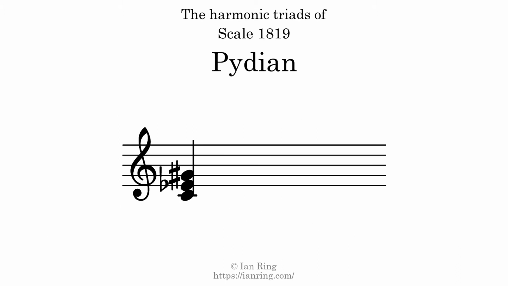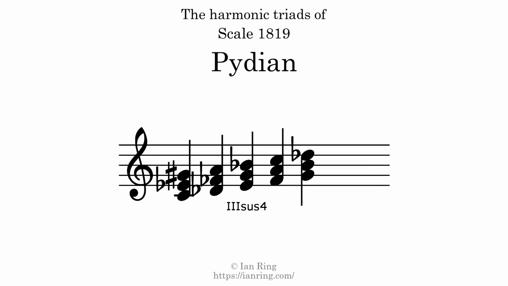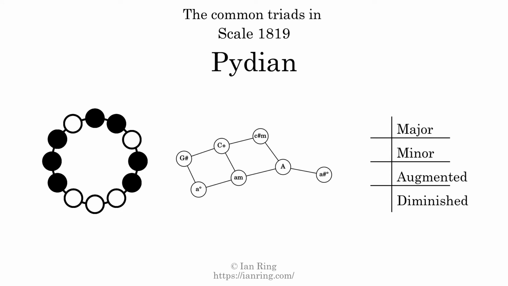Unnamed. Unnamed. sus4. Unnamed. Unnamed. Diminished. Diminished. Here are the common triads present in this scale. The diagram in the center is a graph of parsimonious voice leading between triads.